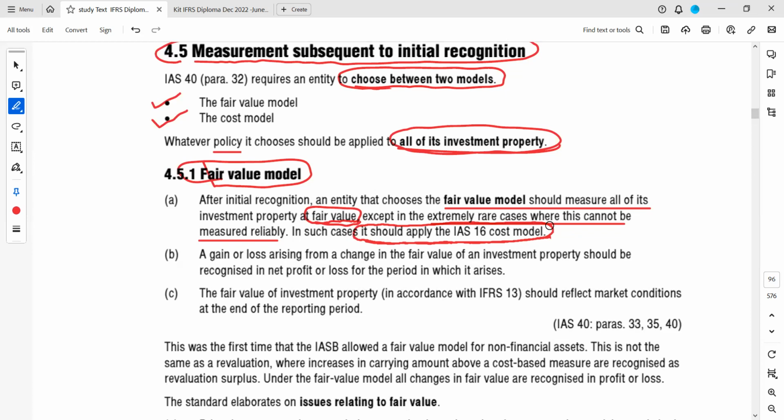Now, if we have recognized fair value model, then every year we have to show investment property at its current market value. And as a result of change in the market value, there will be a gain or loss. And a gain or loss arising from a change in fair value should be reported in profit and loss account. It is a realized gain. The fair value of investment property should reflect market condition at the end of the reporting period.